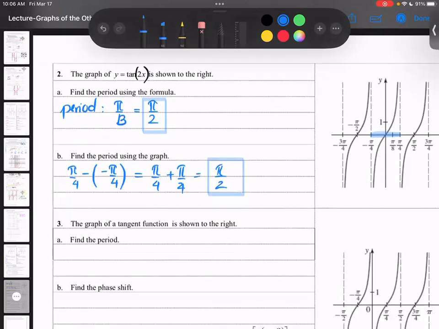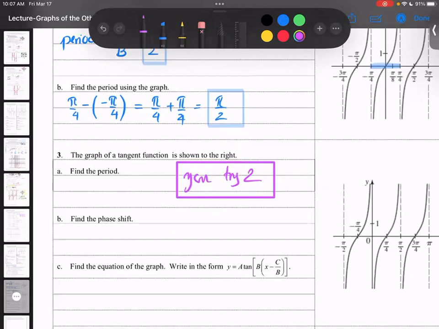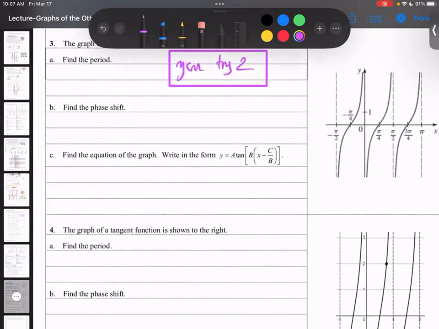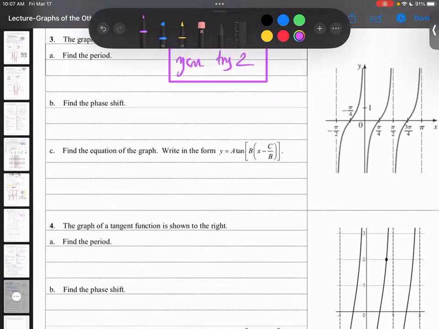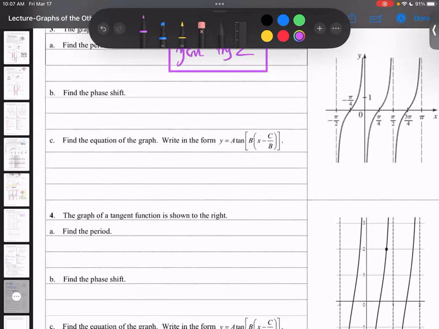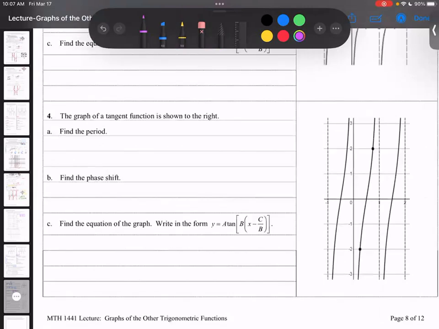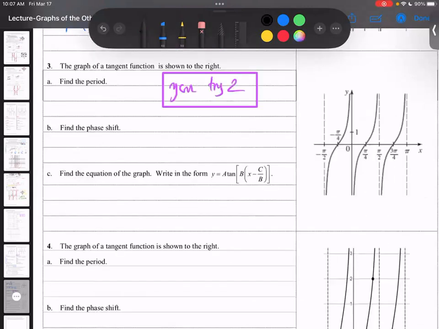Number 3 is your You Try 2. We're going to do number 4 together because it's hard. I was thinking of giving you 4 for You Try 2, but it's hard. So I'll do 4. If you can do 4, 3 is easy. Hint for You Try 2: A is 1. You'll understand that later.